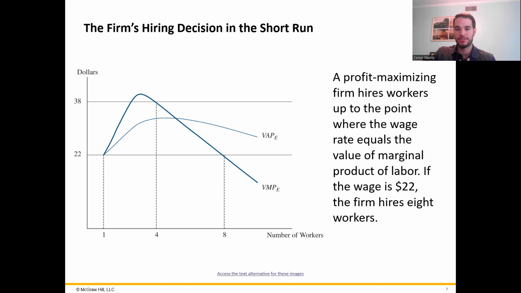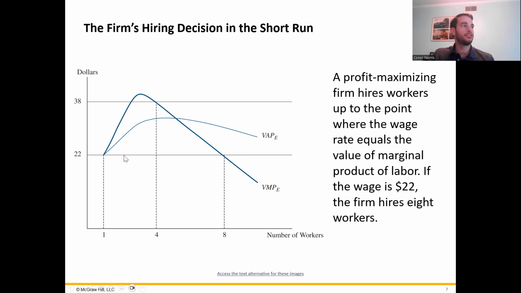Using the graph above, we can see this visually. So if the market rate for wages is $38, right here, the firm will hire 4 workers. The 5th worker that they hire, so moving from 4 here down to 5, the value of their marginal product of labor is below $38. So the firm will be net losing money by hiring this next worker, so they won't hire them.